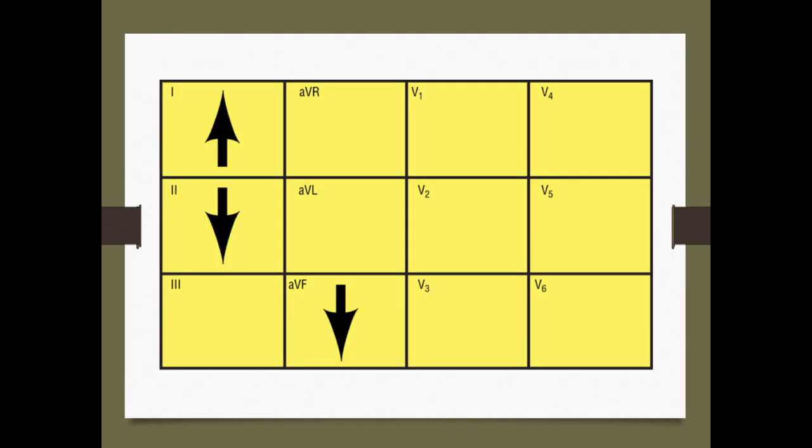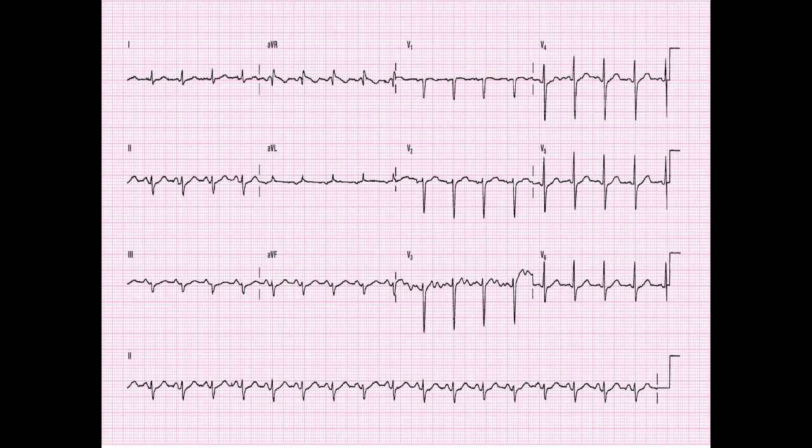Here we have a left anterior hemiblock. Lead 1 is up, aVF is down, left axis deviation. So we look at lead 2. Oh, lead 2 is down. It's a pathologic left axis deviation, and pathologic left axis deviation automatically equals left anterior hemiblock.